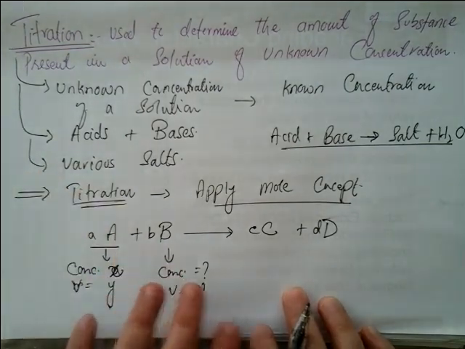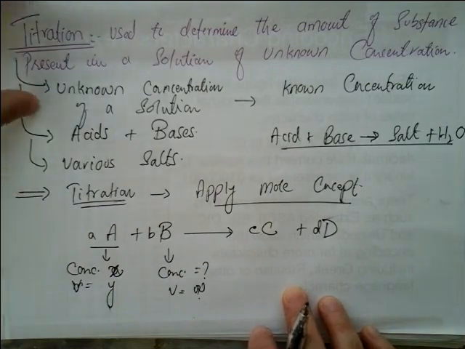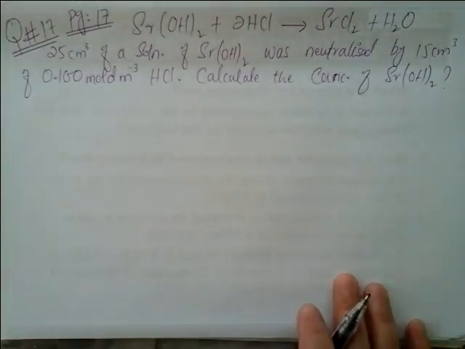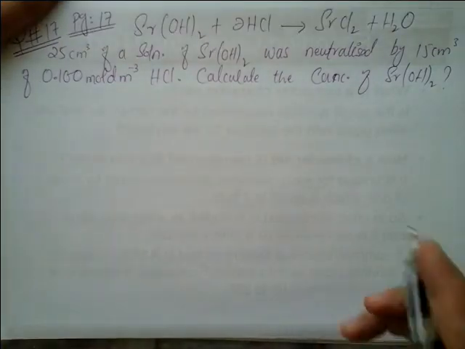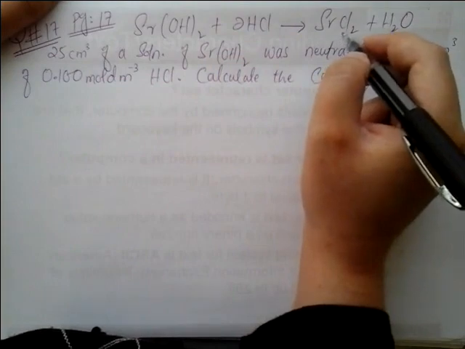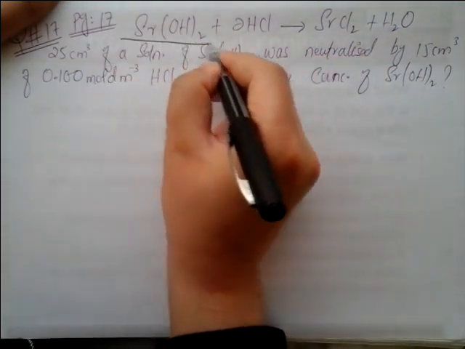Is that clear? So in this way we can also calculate titration related questions by applying the mole concept. A question which is given in your book on page number 17: strontium hydroxide and hydrochloric acid react together, and as a result strontium chloride, which is a salt, and water are formed. So the balanced chemical equation is given.